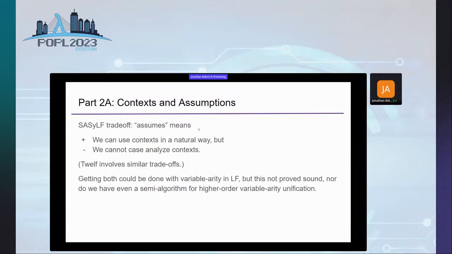Getting both, I think, would be possible if we had variable arity LF, and I've tried to prove that. I have a syntax and I have some semantics, but I have never been able to prove that it's sound. So we don't have that in Sassy. And then we'd also need to have higher order variable arity unification. Who knows if that's even possible, even as a semi-algorithm. So that's just sort of up in the air. I spent a whole year trying to figure this out, and I never was able to prove soundness.